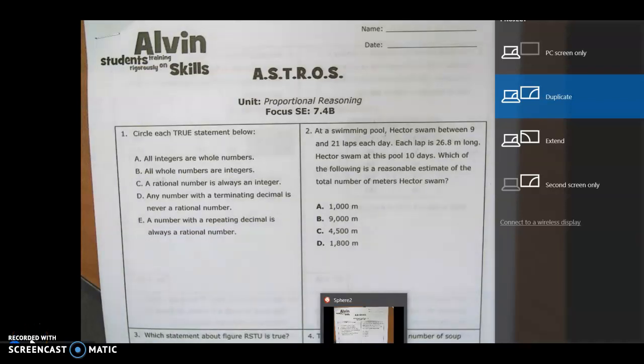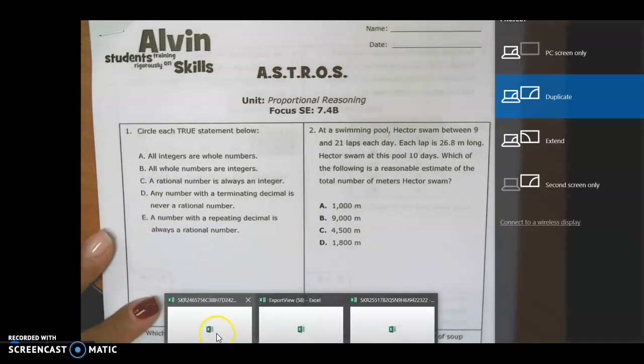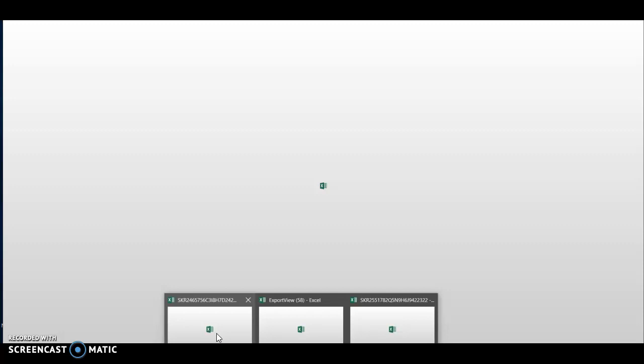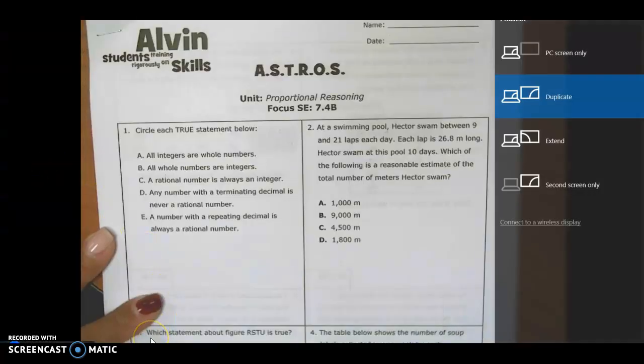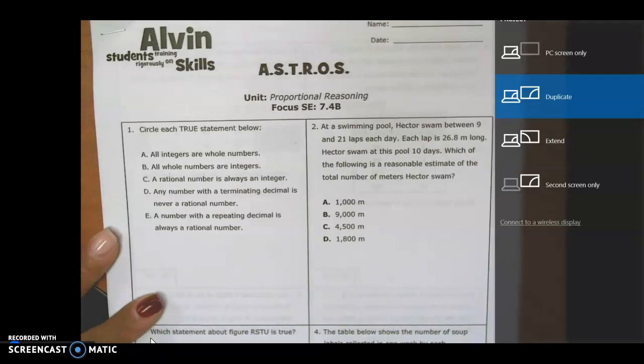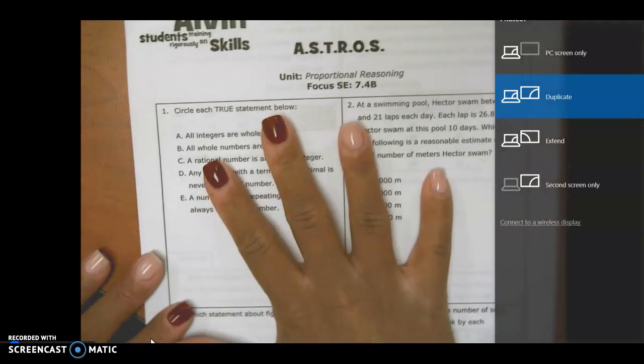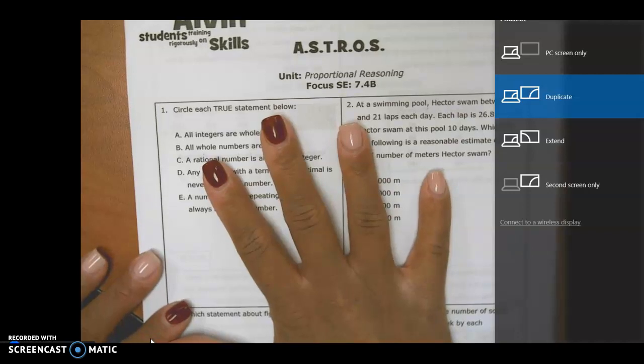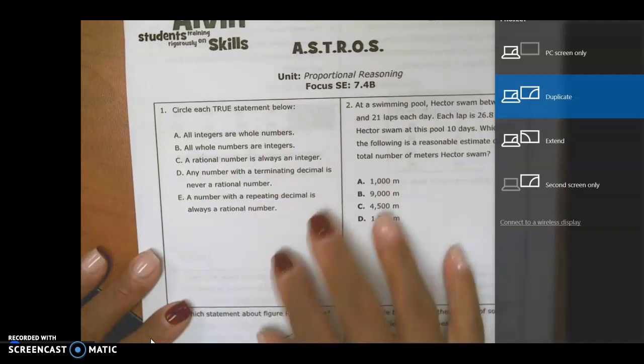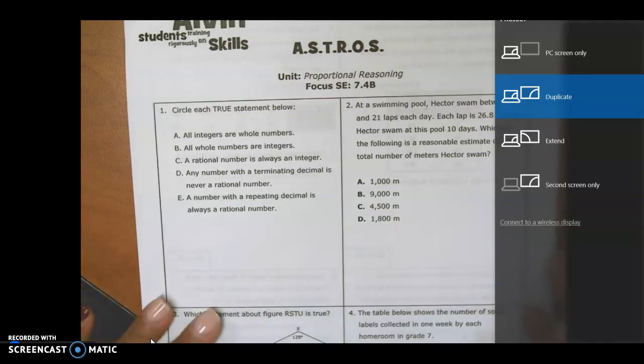All right, once it comes up, we'll be looking at our Astros. For 7.4b, proportional reasoning, the front four are not going to be done. They're not necessary unless you want practice on them. These are 6th grade math questions. You're taking 7th grade math.